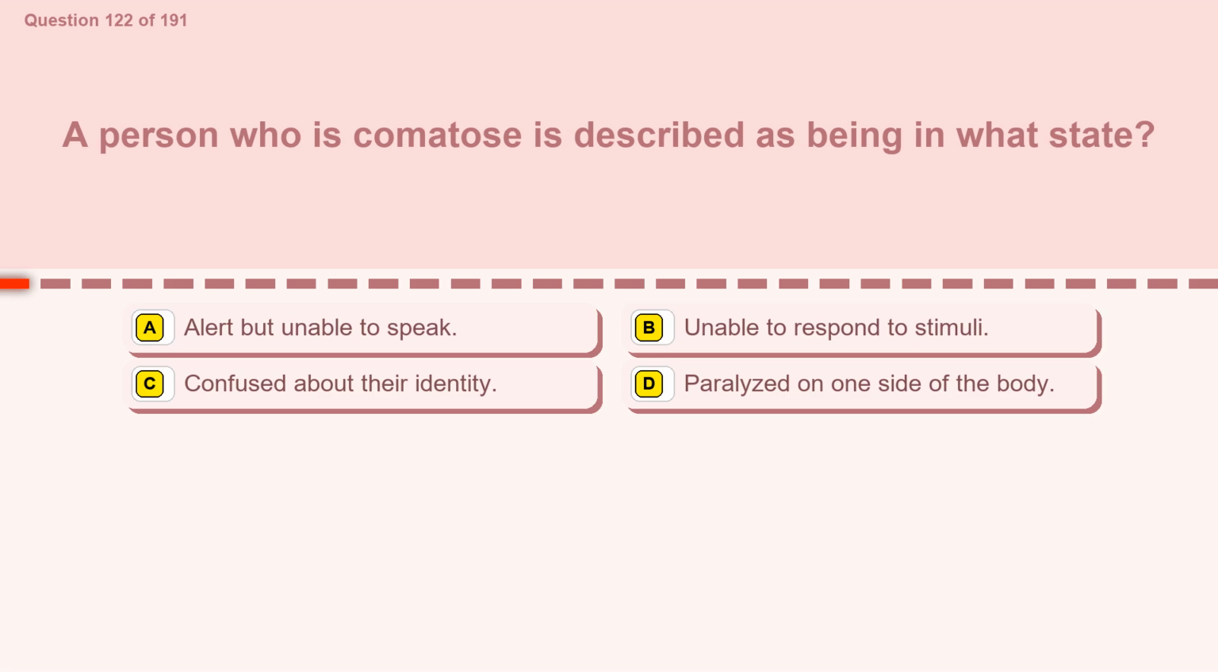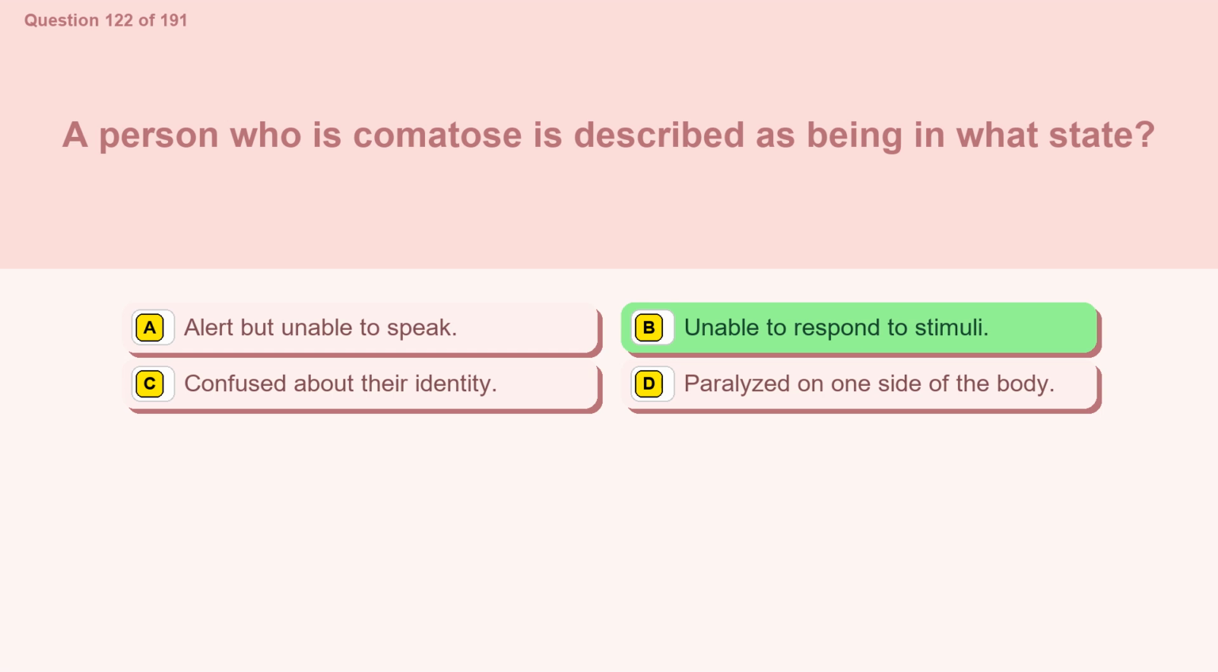Question 122. A person who is comatose is described as being in what state? Option A. Alert but unable to speak. Option B. Unable to respond to stimuli. Option C. Confused about their identity. Option D. Paralyzed on one side of the body.